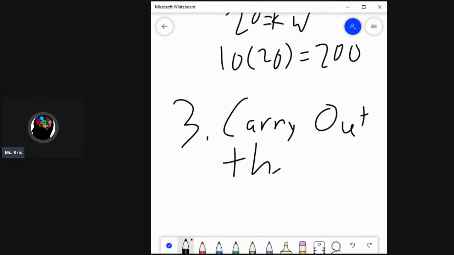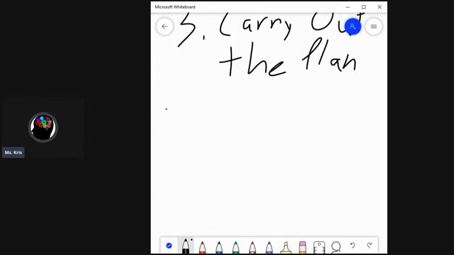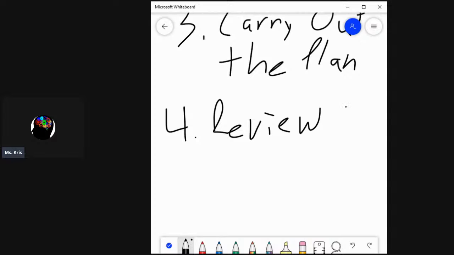So, how do you carry out the plan? You must make sure you work carefully. You must make sure you keep an accurate and neat record of all your attempts of your plan. You must realize that some of your initial plans will not work and that you may have to devise another plan or modify your existing plan once you have your results. Then, after you have devised and carried out the plan, then you must review the solution.